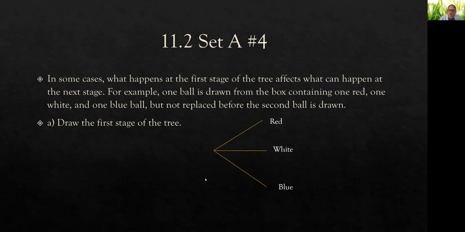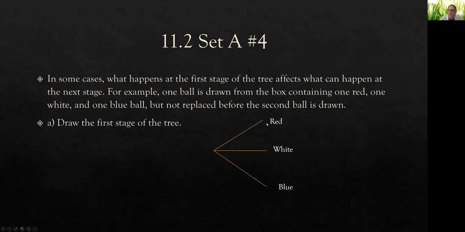The first thing to do is to draw the first stage. So this is choosing your first ball. You're either going to choose a red or a white or a blue. But notice, if you draw a red the first time and you don't replace it, you can't draw a red the second time because it's no longer in the box.